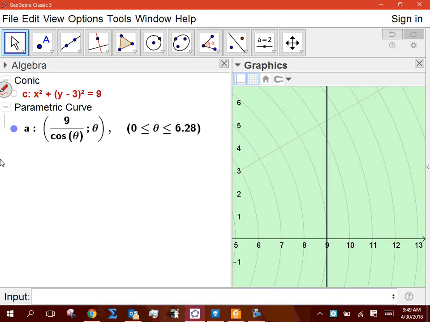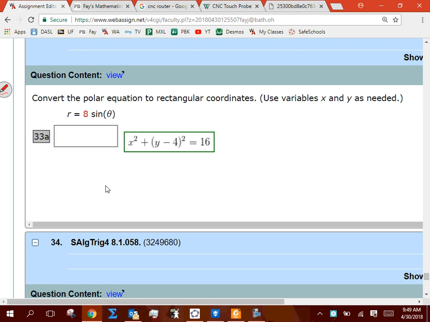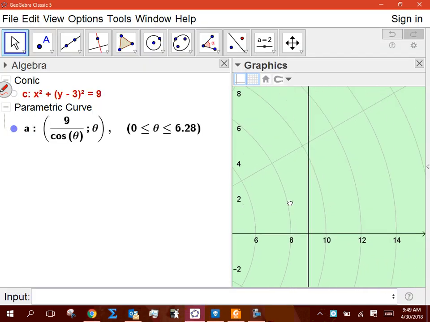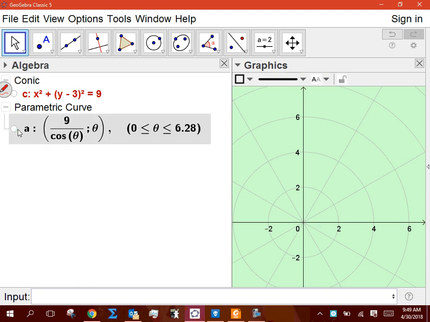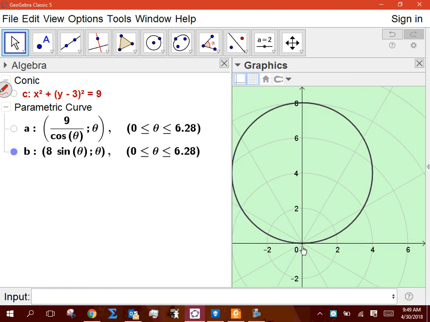All right, so that one hopefully was not too difficult. Here's one. r equals 8 sine theta. Whenever you have a coefficient and then sine of theta, it's a circle. Let me just graph here before I say anything else. All right, so it's a circle that is tangent to the x-axis, right?